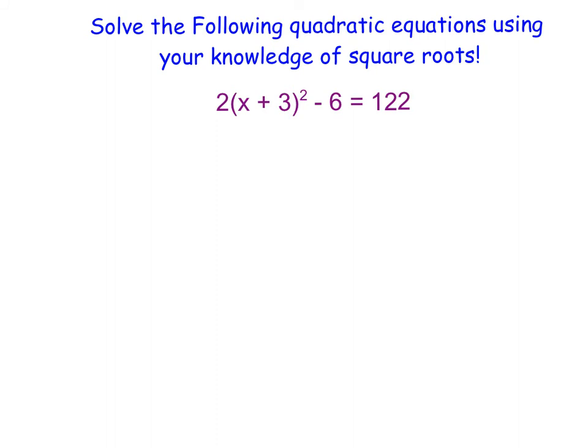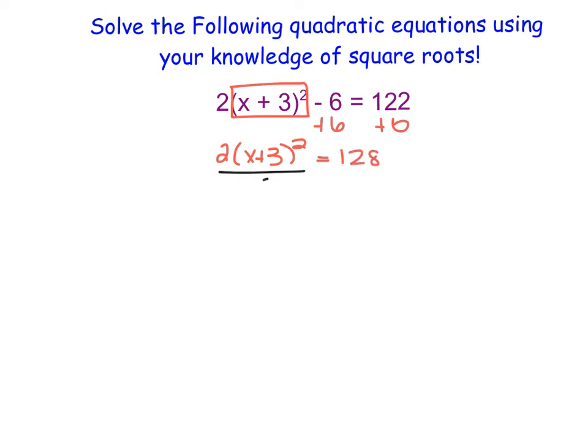So let's complete one more example together here. So we start off by getting this squared piece by itself. So we're going to add 6 to each side. So we have 2x plus 3 in parentheses squared is equal to 128. Then from here, we divide both sides by 2. So we end up with x plus 3 in parentheses squared is equal to 64.